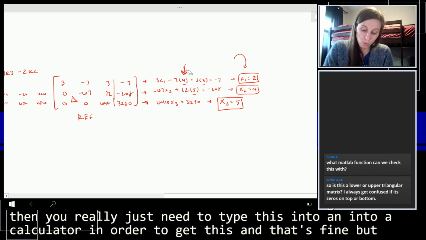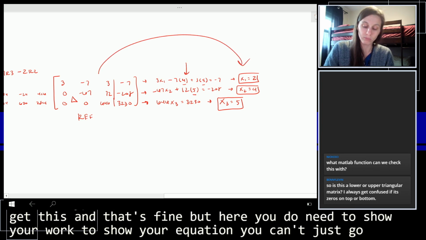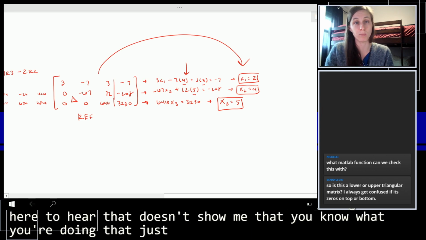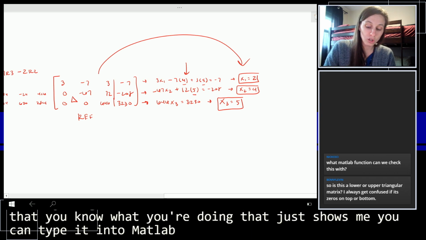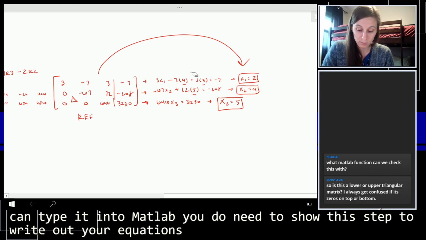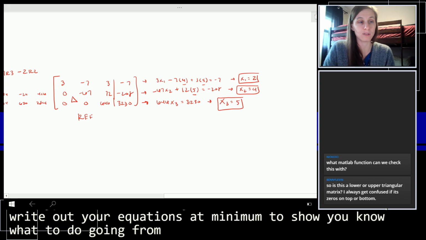But here, you do need to show your work to show your equations. You can't just go from here to here. That doesn't show me that you know what you're doing. That just shows me you can type it into MATLAB. You do need to show this step to write out your equations at minimum to show you know what to do going from REF to get your final solution.